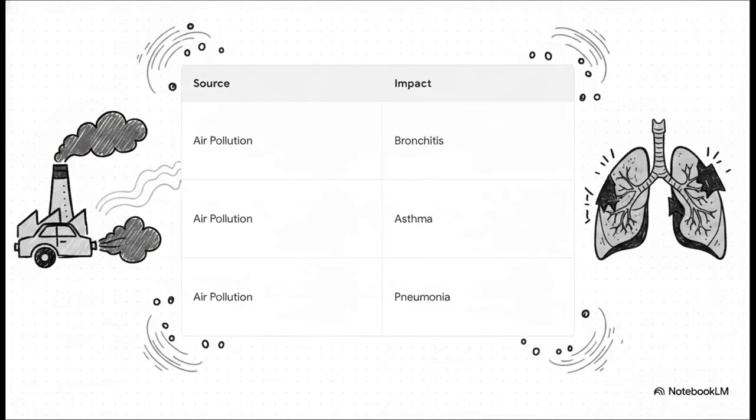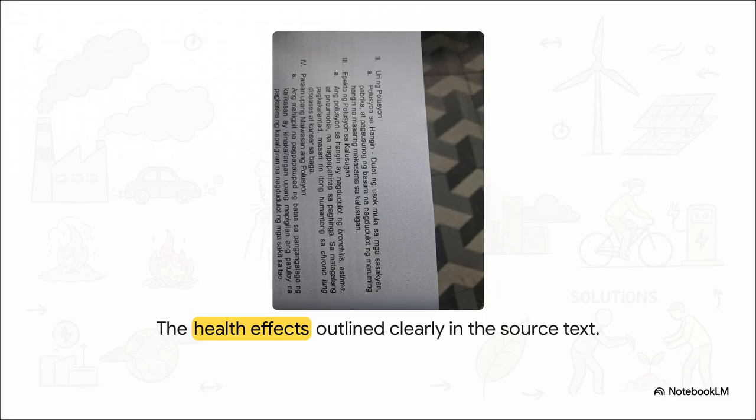The source text does a brilliant job of mapping the source of the harm directly to specific medical terms. Our respiratory system takes an immediate, massive hit with bronchitis, asthma, and pneumonia. These aren't just minor inconveniences, folks. They are severe, debilitating respiratory conditions directly caused by the vehicle exhaust and industrial smoke we just identified in Section 1. The specific breakdown from our text plainly states how this pollution causes immediate difficulty in breathing.